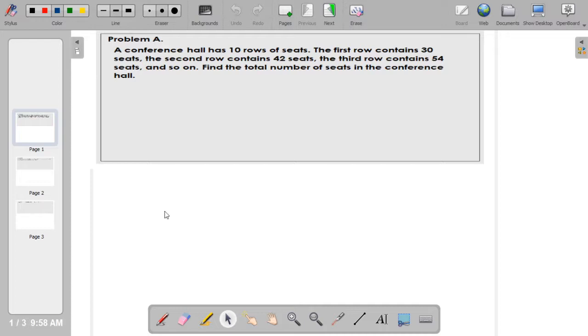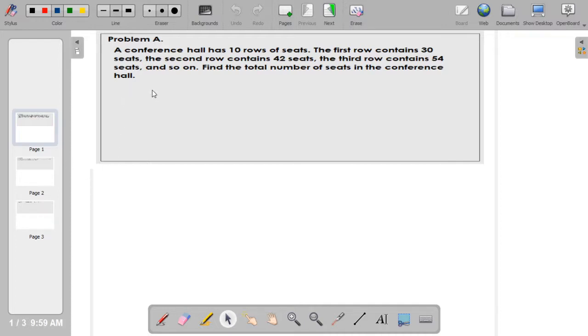Problem letter A. A conference hall has 10 rows of seats. The first row contains 30 seats. The second row contains 42 seats. The third row contains 54 seats, and so on. Find the total number of seats in the conference hall.